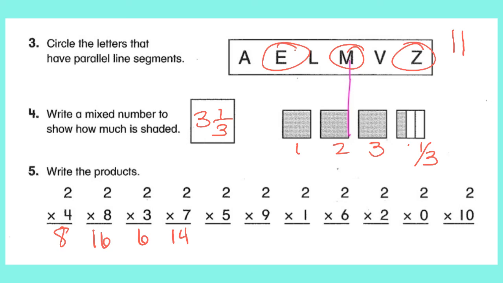14. 2 times 5 equals, get ready. 10. 2 times 9 equals, get ready. 18. 2 times 1 equals, get ready. 2. 2 times 6 equals, get ready. 12. 2 times 4 equals, get ready. 4. 2 times 0 equals, get ready. 0. 2 times 10 equals, get ready. 20. Good job.